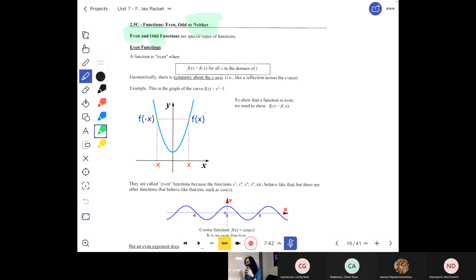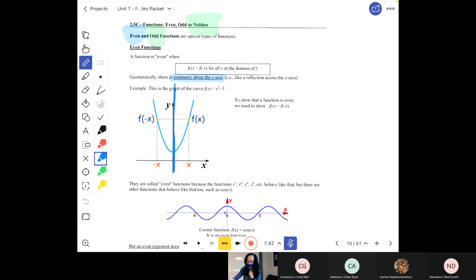So you don't have to be even or odd. You can be neither. Only special functions are even or odd. Okay? So let's talk about, first of all, what it means to be even. If you are an even function, you are symmetric about the y-axis. That means if I fold my graph along the y-axis, I'm going to get a mirror image.